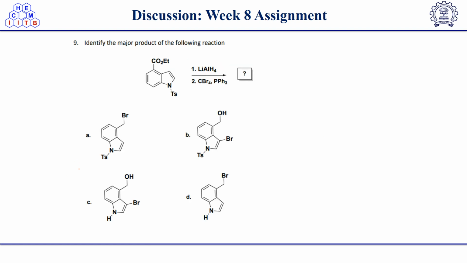Moving to the next question, identify the major product of the following reaction. That is, this compound, first upon treatment with lithium aluminum hydride and second upon treatment with CBr4 and PPh3, what will be the product obtained?